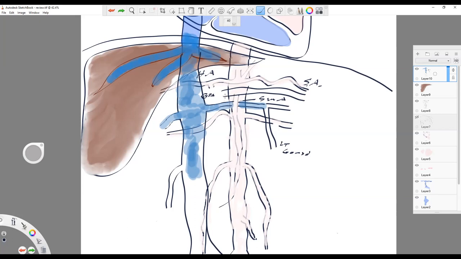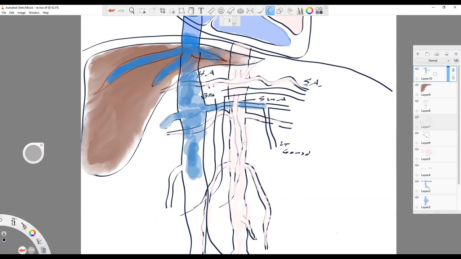Then there's another vein that is more or less on this side of the aorta. That's going to come down. And here's a little hint, it goes off to the side like that. It goes off to this side. So what's this vein? This vein is the superior mesenteric vein, all right?